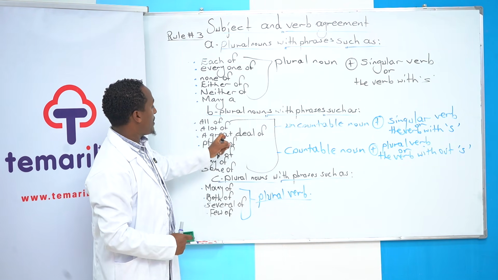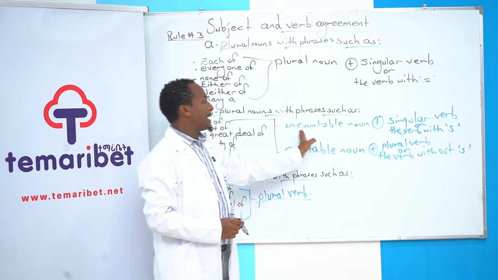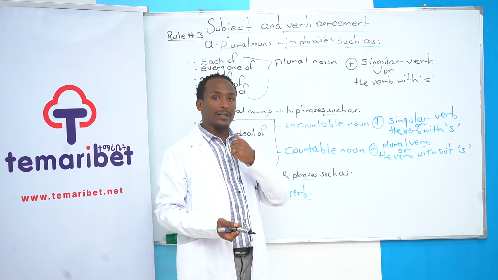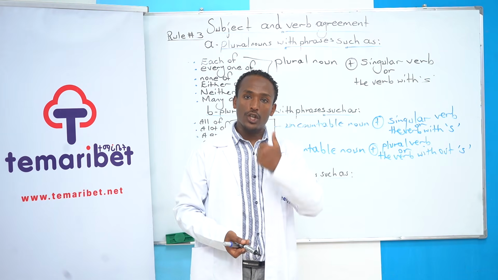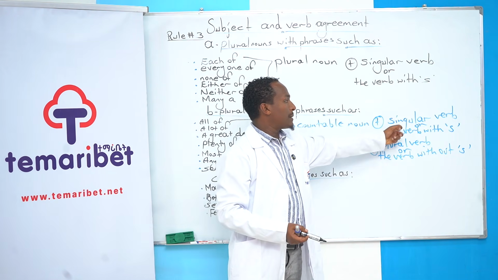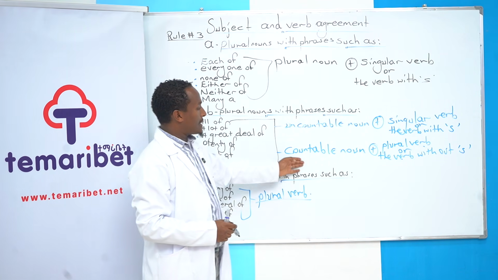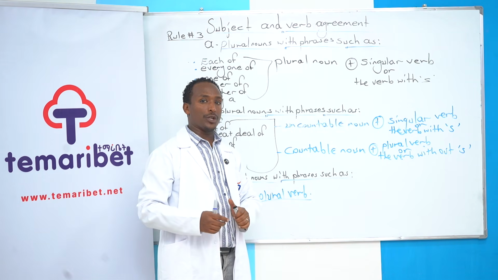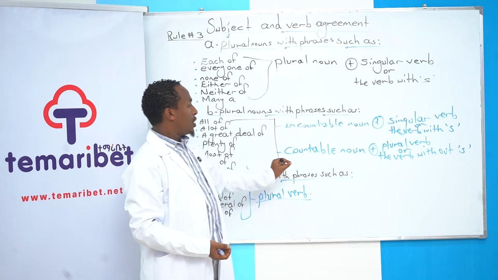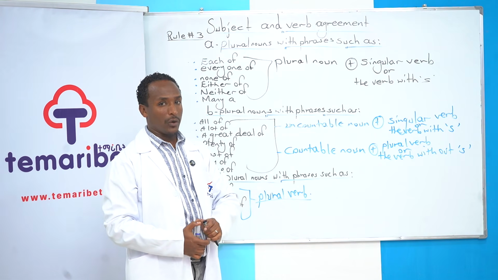A great deal of, maybe a lot of, plenty of, most of, any of, some of. When they come with uncountable noun, a noun that cannot be counted, like water, like information, like furniture, like maybe equipment, the verb must be singular or with s. What about if the noun is countable, a noun which can be counted with numbers? The verb must be plural. So the verb must agree with whether the noun is countable or uncountable.